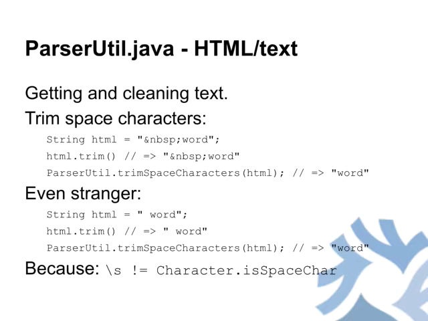However, even stranger is that you'll have text that in your debugger will look like it's a normal space, and if you call trim on that, the space will stick around. But if you call trimSpaceCharacters, the space will be removed. That's because not all spaces are spaces. The normal space character has \s in regex, but there are several different space characters available to Java. If you use the ParserUtil trimSpaceCharacters, then those other types of space characters are taken care of for you.